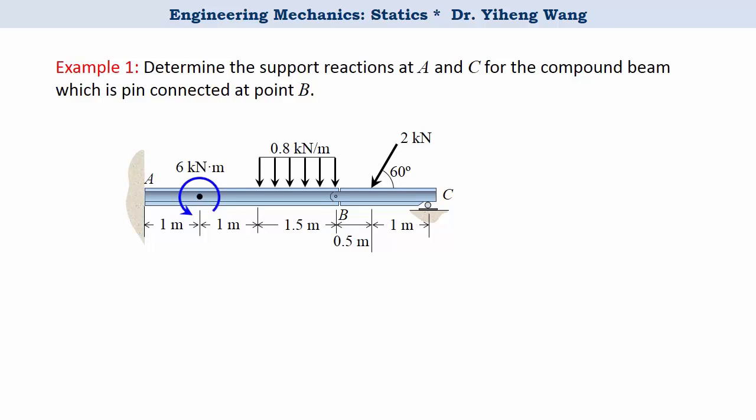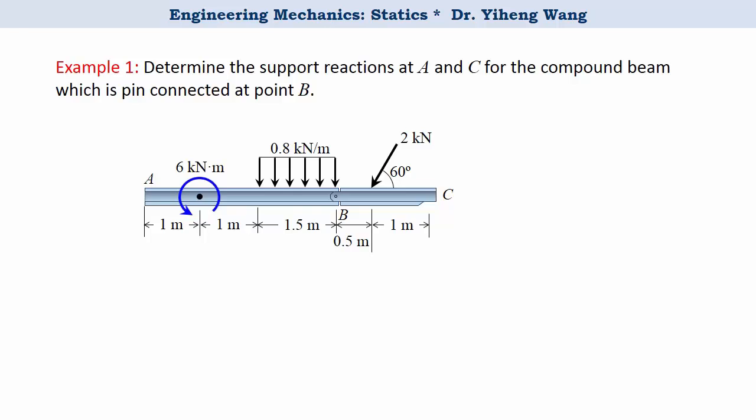In this example, we have a compound beam that is made up of two members, AB and BC, which are pinned together at point B. We need to determine the support reactions at point A, a fixed support, and at point C, a roller support. Let's first treat this compound beam as one system and apply the force analysis method that we learned before for rigid body equilibrium and see what happens.